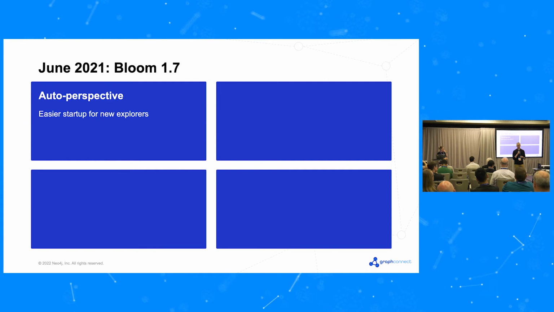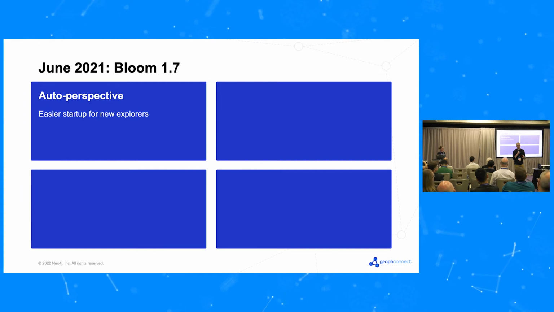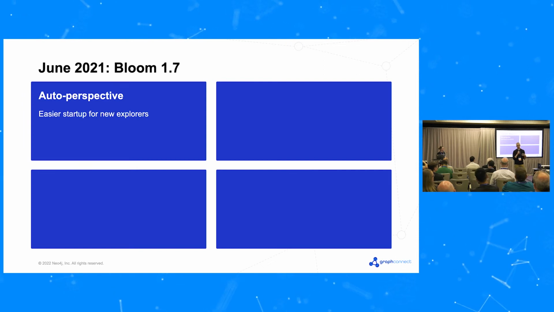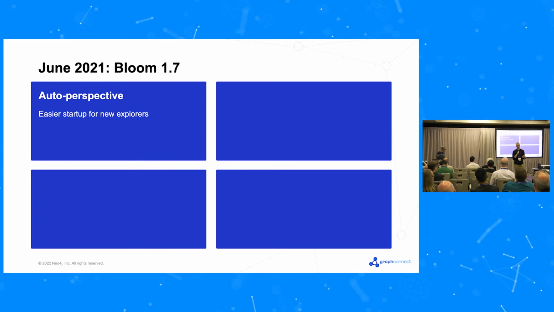And for our enterprise customers, we are actually showing the perspective gallery by default each time, because that is a key feature that allows you to have different business views of the graph that is used quite frequently with the Bloom server plugin.